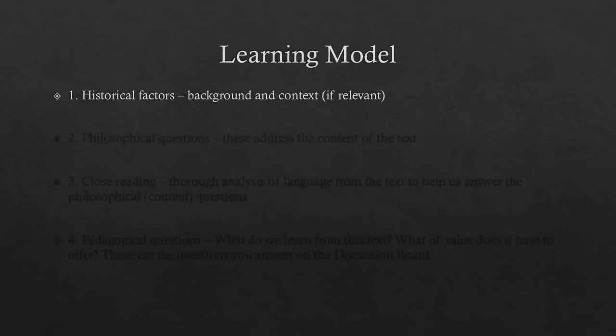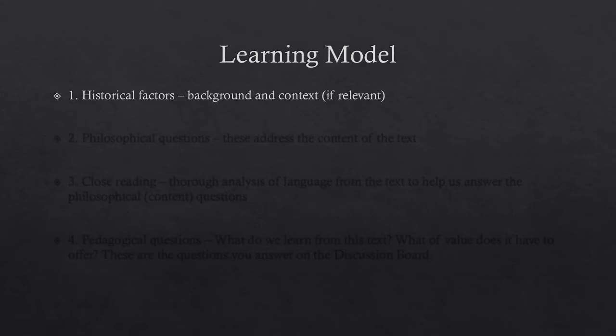First, I go over historical factors, the background and context. I say if relevant, because I don't want to get too bogged down on historical context, given the nature of this class as an introductory class. We're not studying one specific time period or place. So this will usually be very minimal and not always even there. That's why I say if relevant in parentheses. That's only because this class isn't historically bound to a specific time or place, like other more upper division classes usually are.